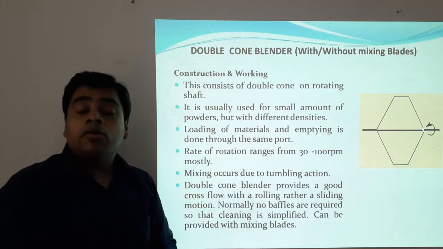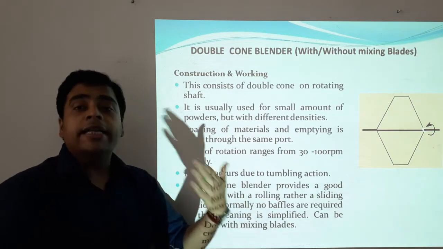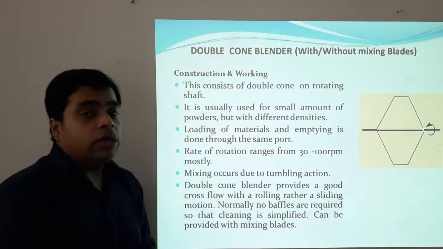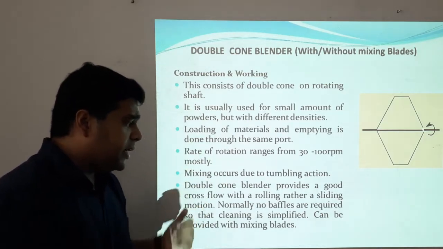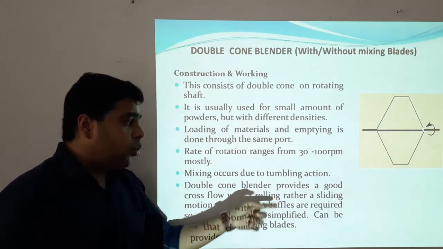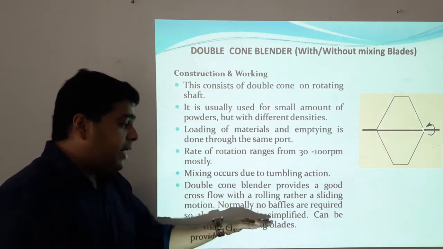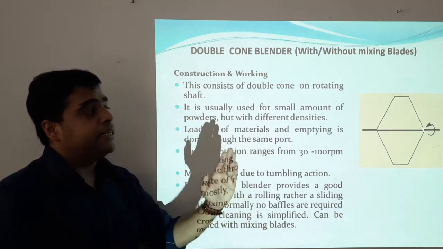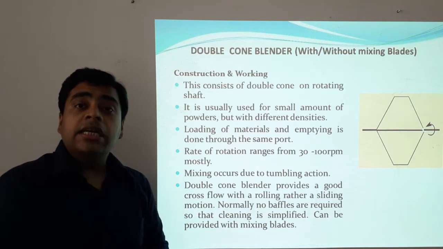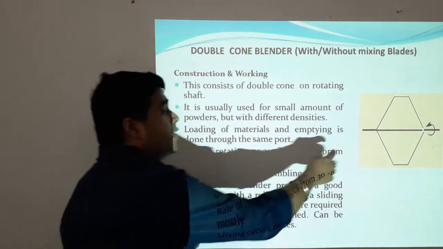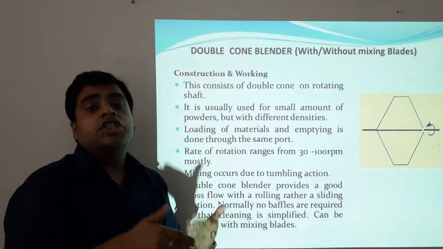The speed or the rate of rotation ranges from 30 to 100 rpm mostly, depending on the density of the powders. Mixing occurs due to tumbling action. Yes, tumbling action means the entire powder bed is rotated. Double cone blender provides a good cross flow with a rolling rather than a sliding motion. Normally, no baffles are required and cleaning is simplified. Normally, it comes without a mixing blade, but there are certain double cone blenders with some attachment where some blades can be fixed with this shaft, and it makes an extra shear factor.